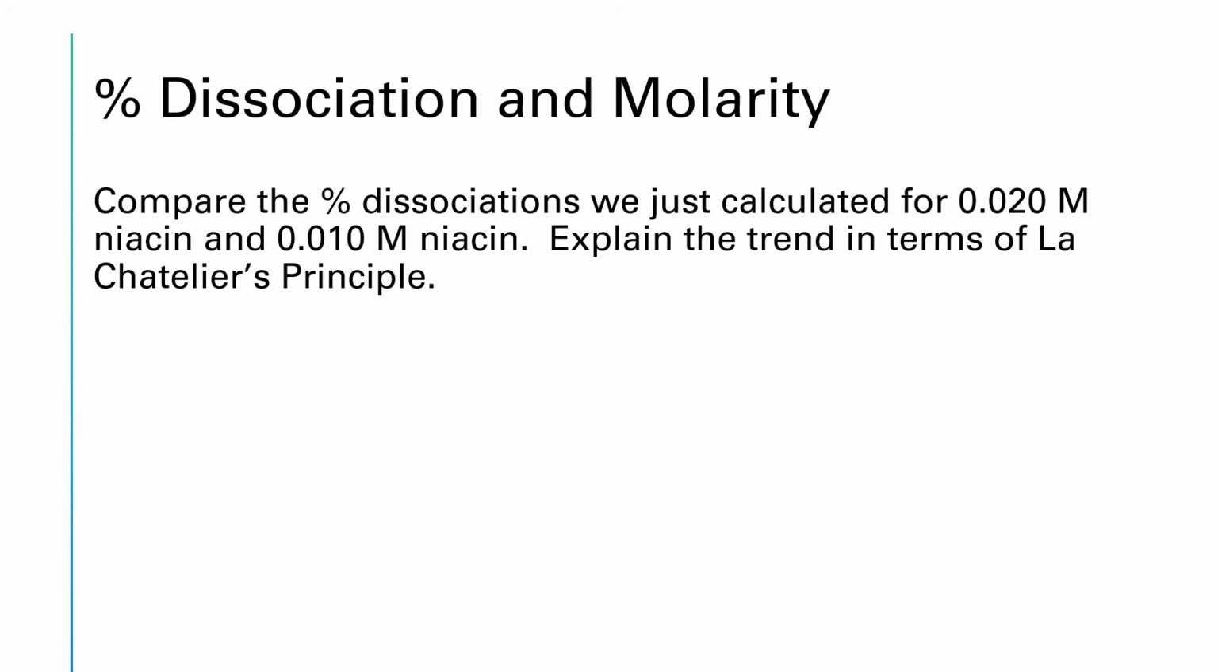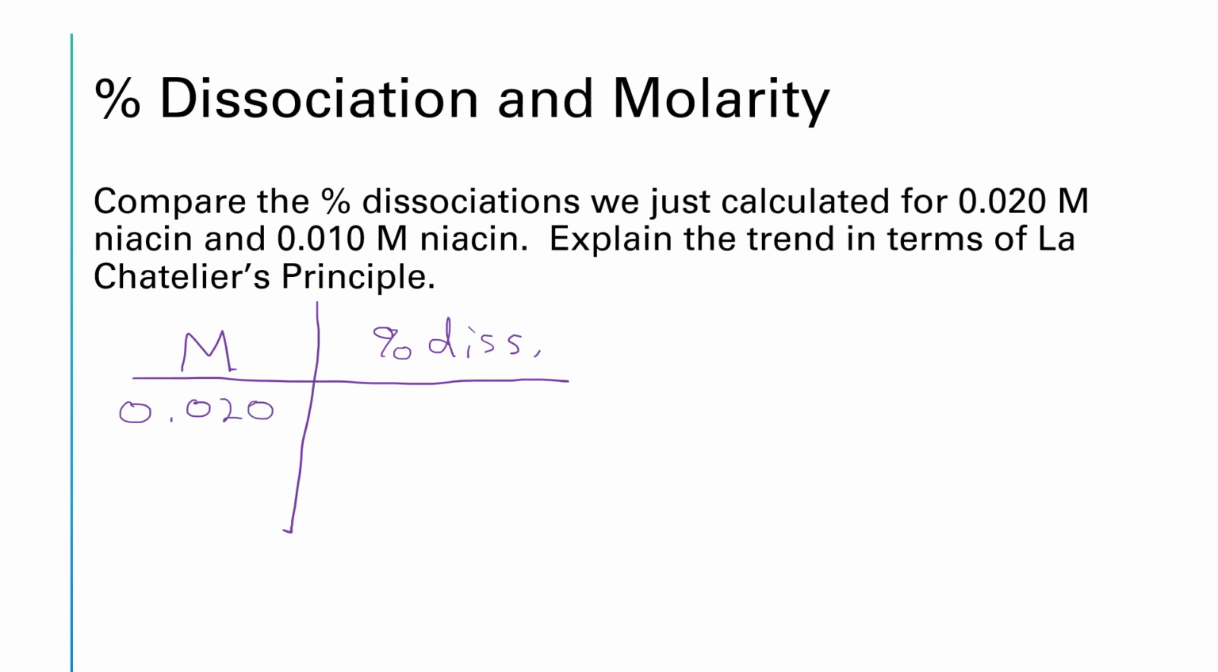Okay, so let's first pull up what our numbers are. So first we'll look at our molarities, and then we'll look at what the percent dissociations were that we found for those solutions. So we had 2 molarities. The first problem we worked with had 0.02 molar, and the second problem had 0.01 molar. For the 0.02 molar solution, we found a 2.8% dissociation, and for the more dilute solution at 0.01 molar, we found a 3.9% dissociation.